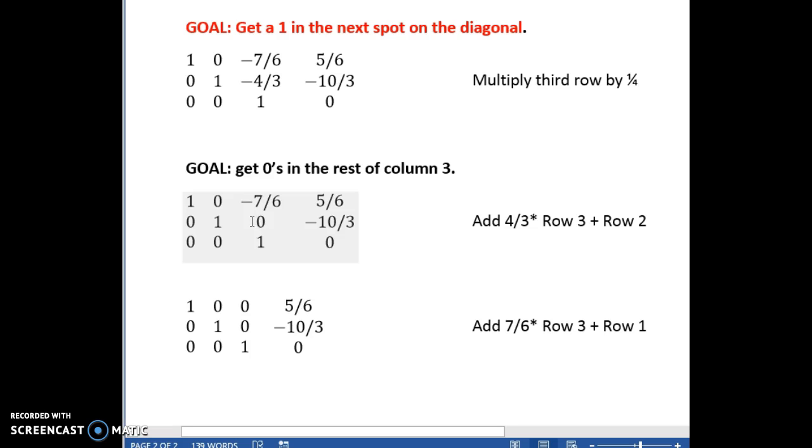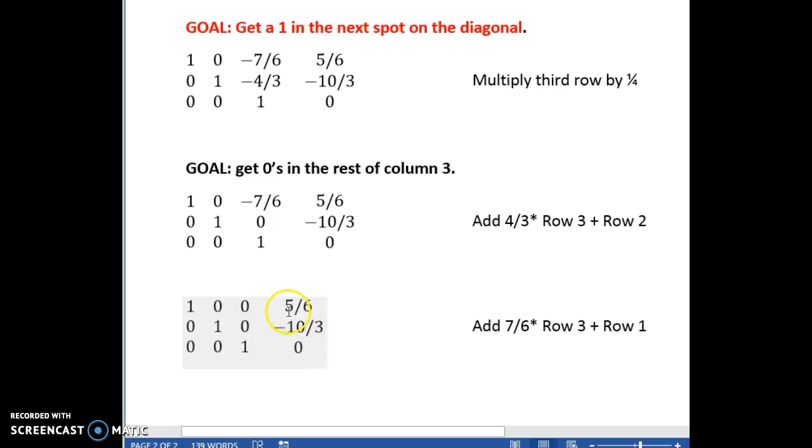And same with the next item. Get rid of this negative 7/6. We need to multiply by a positive 7/6. And again, the rest of the row is 0, so nothing else is going to change besides 7/6 plus negative 7/6 gives us a 0. And so now you have the identity matrix over here. And these are your solutions for x, y, and z.